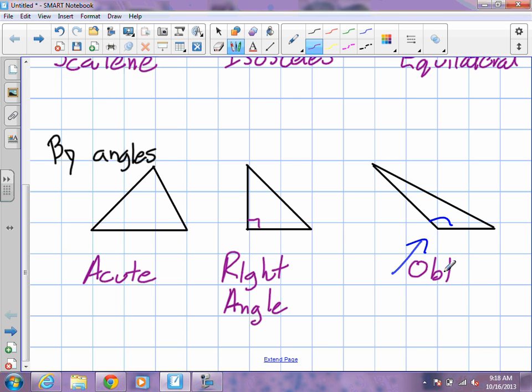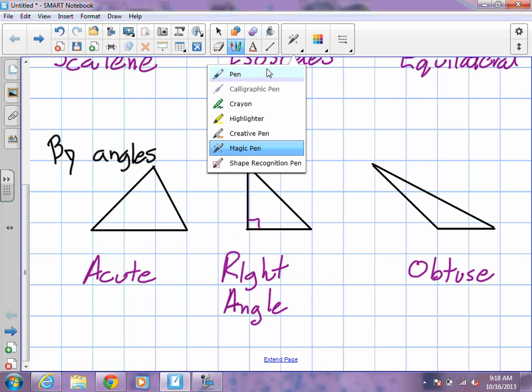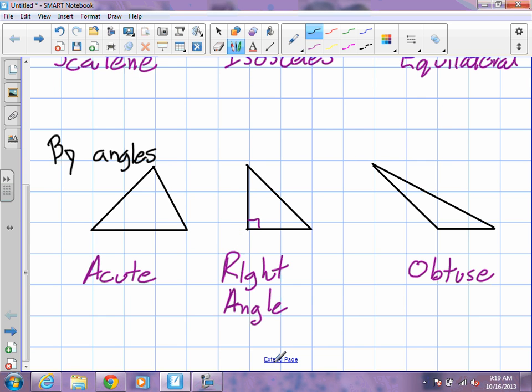Now, in an acute angle triangle, how many acute angles are there? Three. In a right angle triangle, how many acute angles are there? Two. There's two. Can we have two right angles in a right angle triangle? No. Why not? It won't make a triangle. Every triangle has to add up to 180 degrees. So we know that every triangle's angles need to add up to 180 degrees, correct?